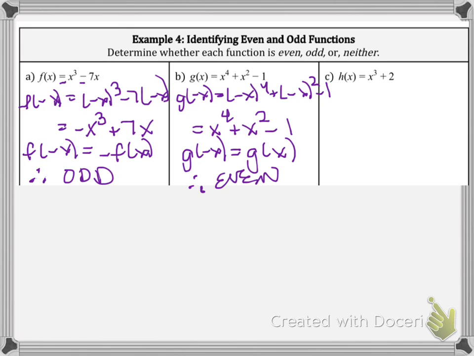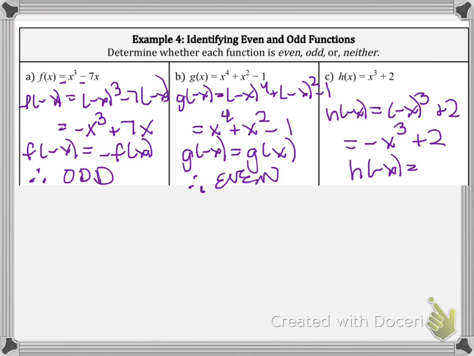Let's take a look at this third example. Let's plug in a negative x to the cube plus 2. So this changes to a negative x cubed and then a positive 2. Now, h of negative x. Does that equal the same exact function, h of x, in the beginning? No, because this is positive, positive, right? This is not positive, positive.